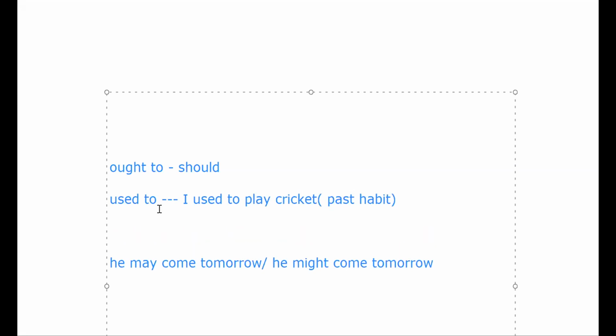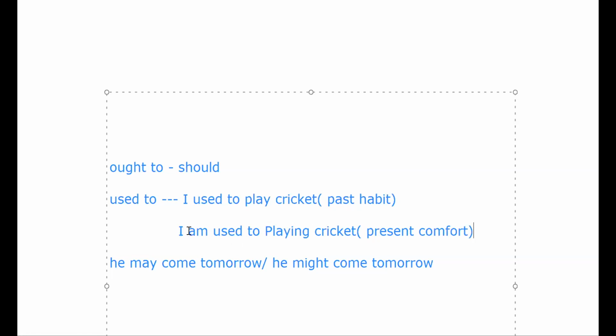Now see the other usage and see the difference grammatically. I am used to playing cricket. Look at this. "I used to play cricket" is a past habit. "I am used to playing cricket": I am talking about present comfortableness. I am very comfortable doing this one.